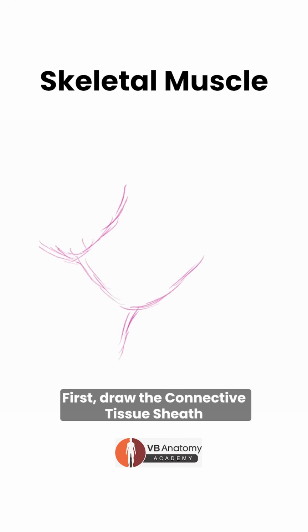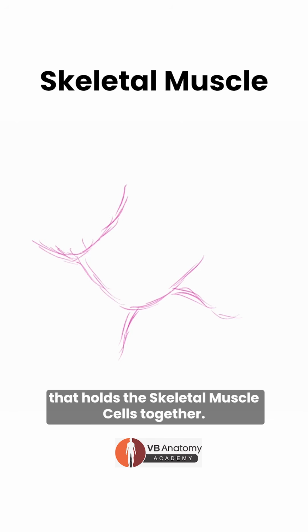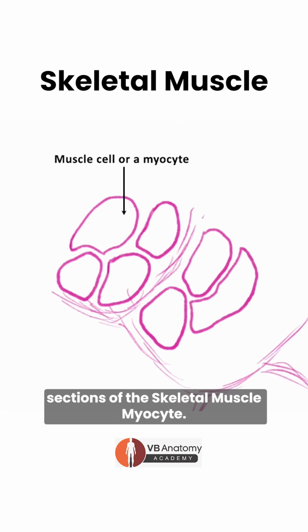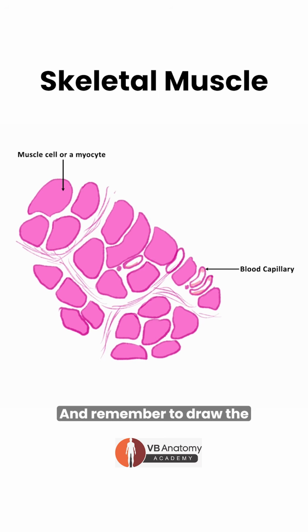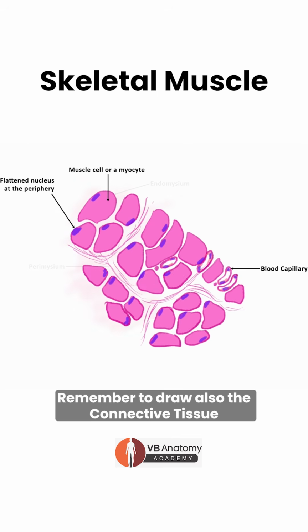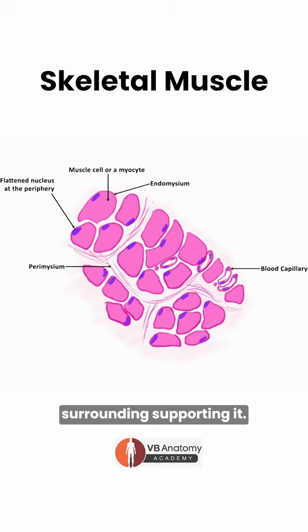First, draw the connective tissue sheath that holds the skeletal muscle cells together. Now begin to draw transverse sections of the skeletal muscle myocyte. And remember to draw the endothelium of capillaries. Draw the nucleus flattened towards the periphery. Remember to draw also the connective tissue surrounding, supporting it.